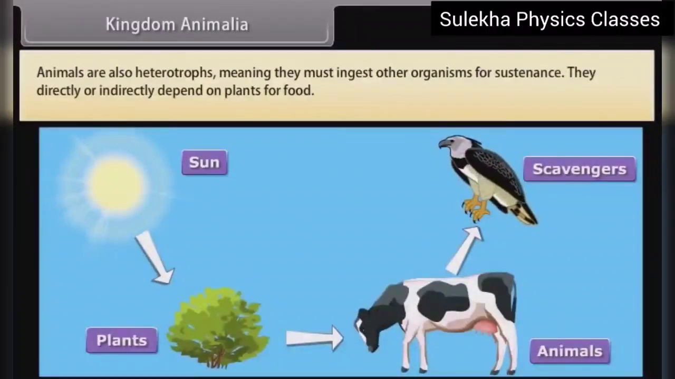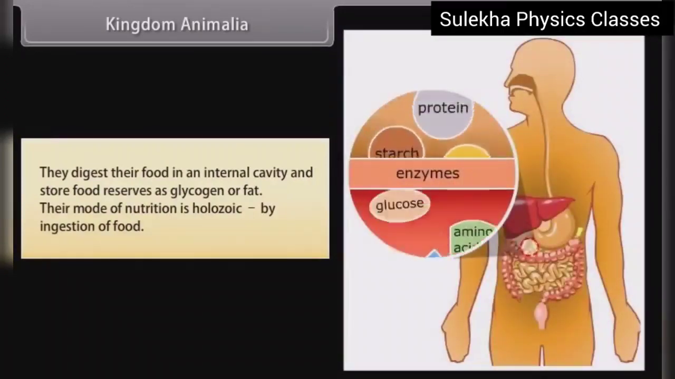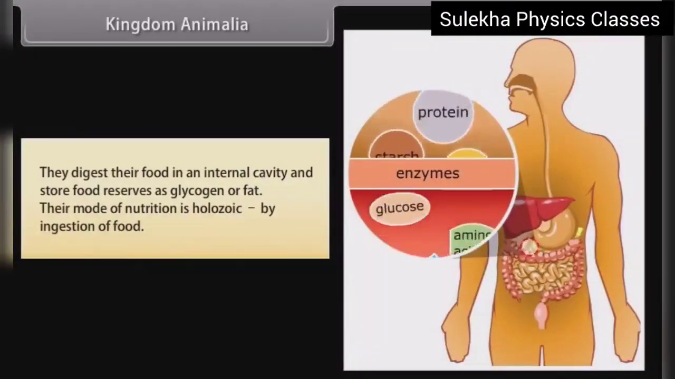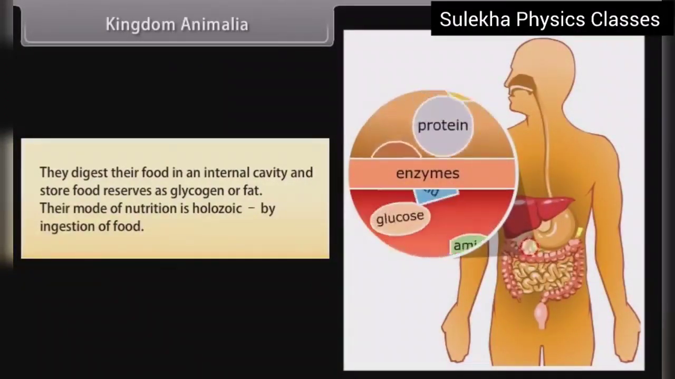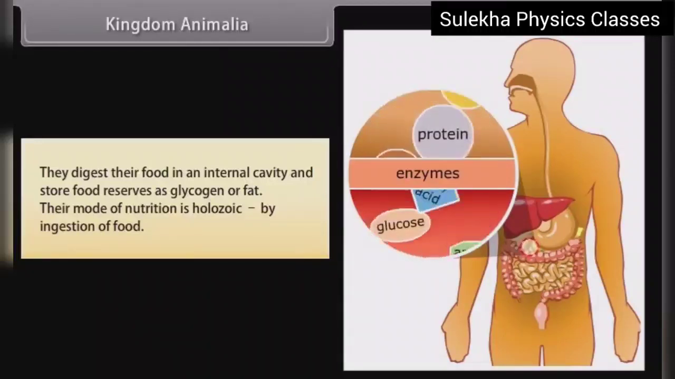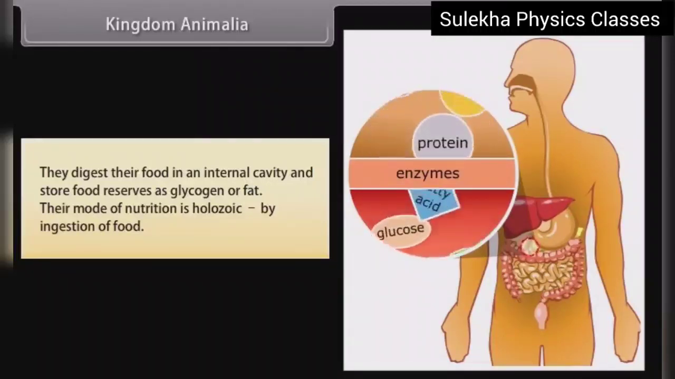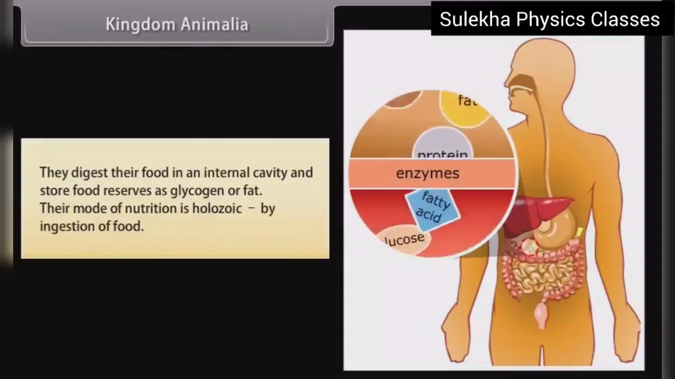Animals are also heterotrophs, meaning they must ingest other organisms for sustenance. They directly or indirectly depend on plants for food. They digest their food in an internal cavity and store food reserves as glycogen or fat. Their mode of nutrition is holozoic by ingestion of food.